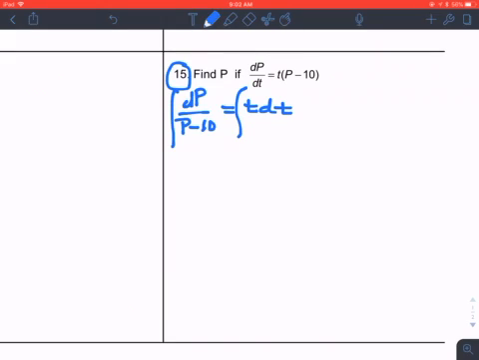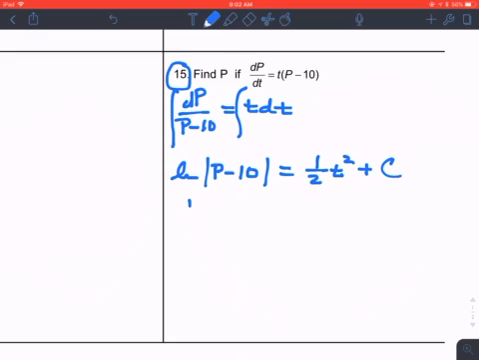All right. On the left side, we realize that that's a u prime over u, so that's a natural log. So I get the natural log of the absolute value of p minus 10. Since p is positive, I don't get a negative out front. I just get a positive in front of that. And that's equal to 1/2 t squared plus some constant. Now, that is the antiderivative of it, but we are asked to find p, so we have to solve for p. So that is a general solution. It's just not the complete one we're looking for.